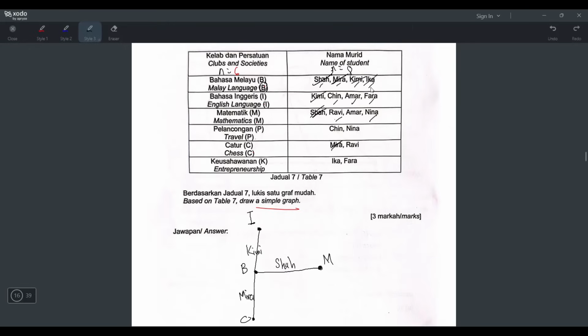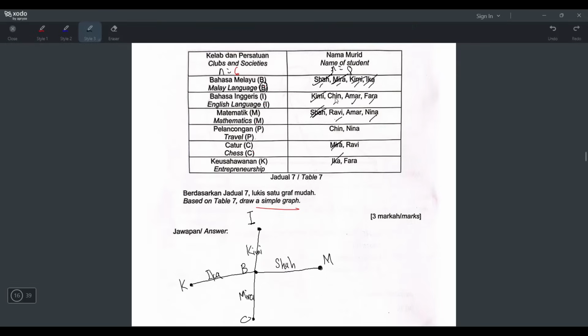and then Ika dia suka B and K. So B and K. So B dekat sini. So K nak letak mana? Okay, maybe on the left lah. So this is the K. K for keusahawanan. Okay, entrepreneur. And then this one the line is Ika. Okay, so sudah siap ini semua orang.